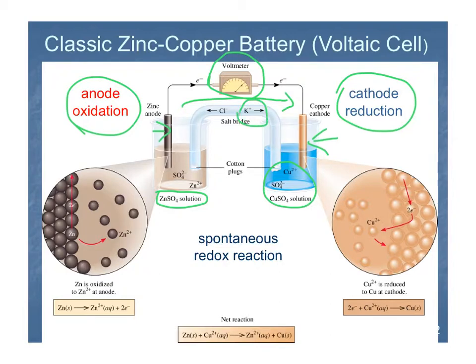The cations are migrating towards the cathode, the copper electrode, whereas the anion, chloride, is migrating towards the anode, the zinc electrode. Over time, solid zinc is being oxidized into zinc ions, therefore the mass of the anode will slowly decrease over time, whereas in the cathode, copper ions are slowly being reduced into copper solid, therefore the mass of the cathode will slowly increase. Overall, the net equation is zinc solid plus copper ion yields zinc ions and copper solid.